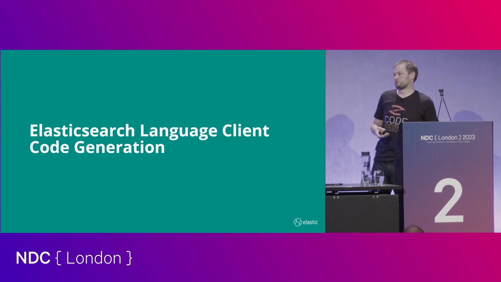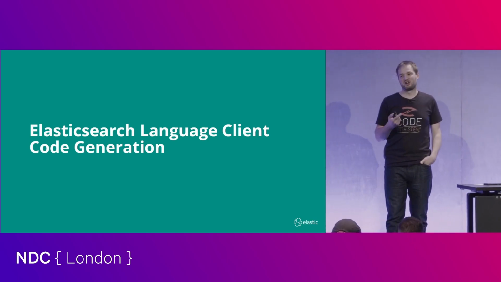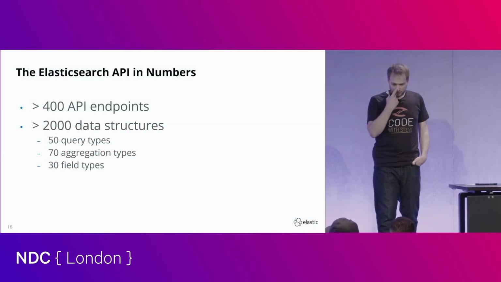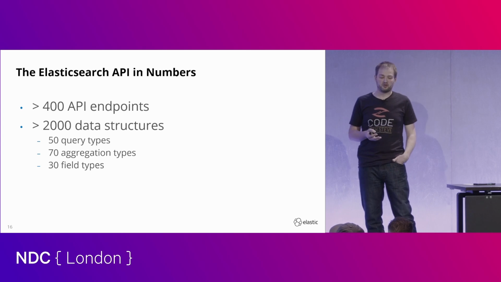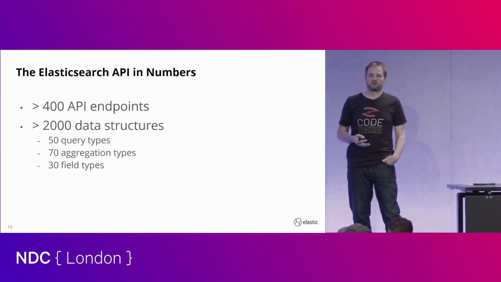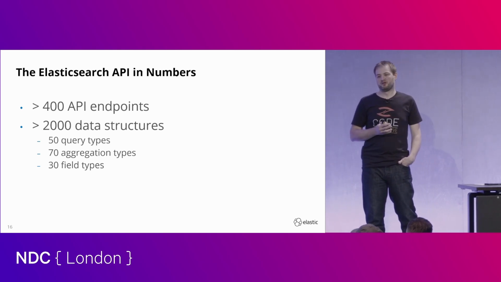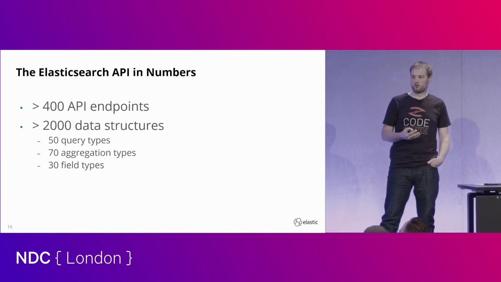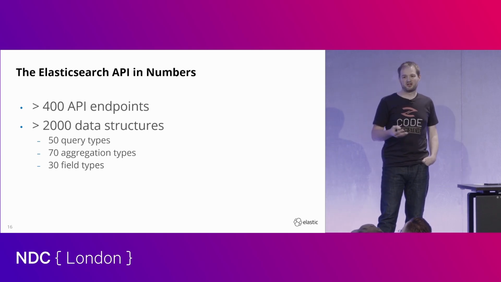So with that knowledge set, let's talk a little bit more about how we're going about code generating a language client. Elasticsearch has grown over the years, and Elasticsearch is entirely managed through its HTTP API. So as features get introduced, the team add more and more endpoints. There's well over 400 endpoints there today, and for representing all of the data that can flow in and out of those, there's over 2,000 data structures used.